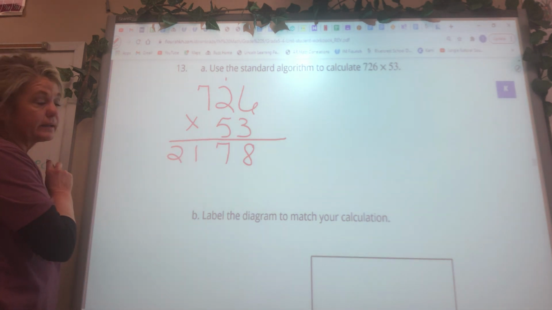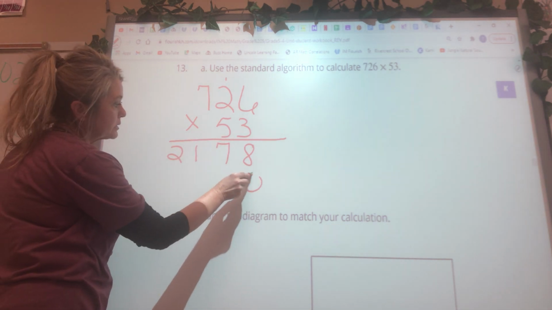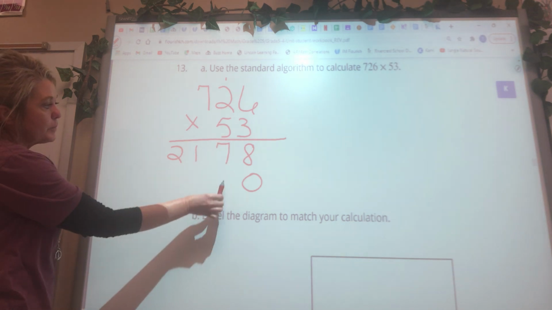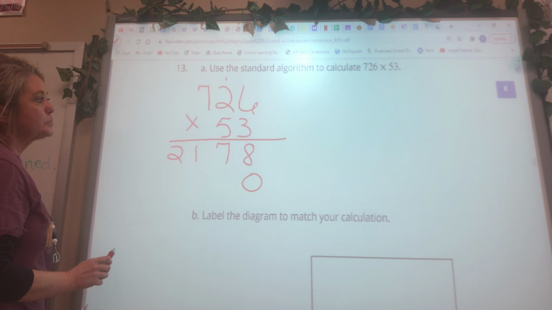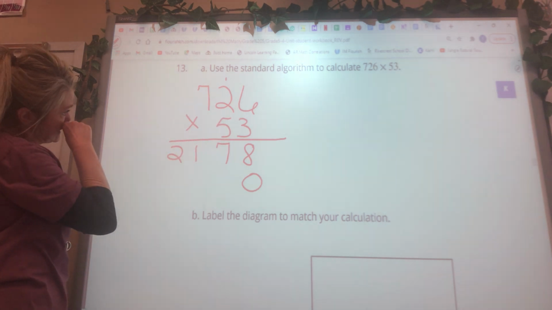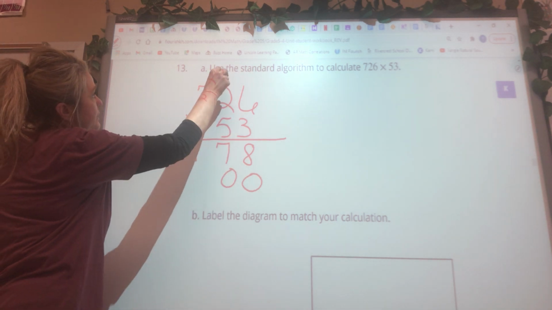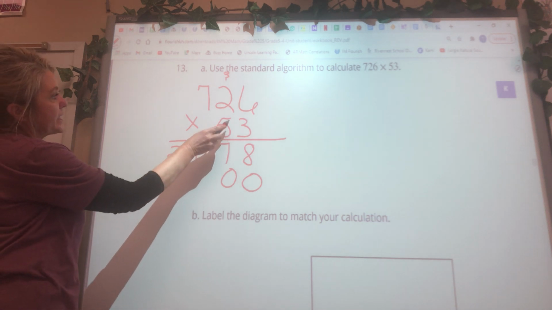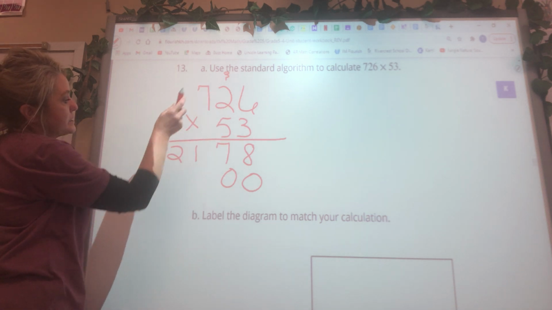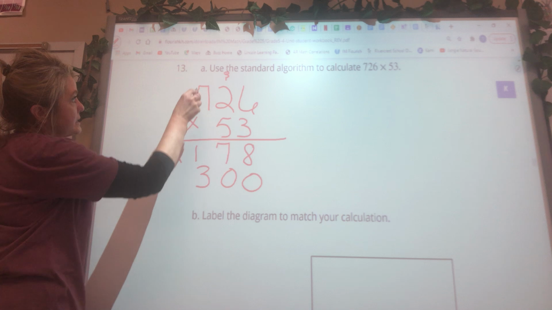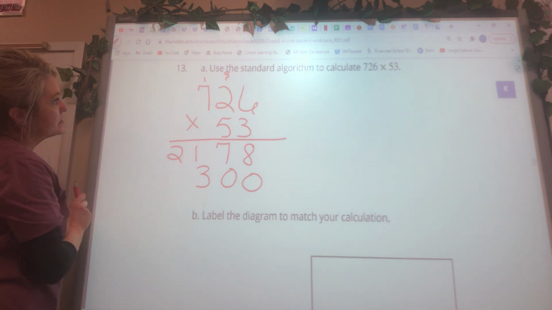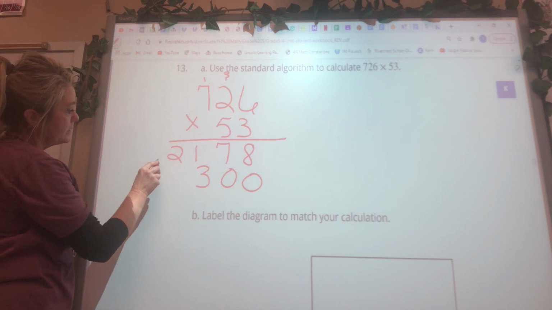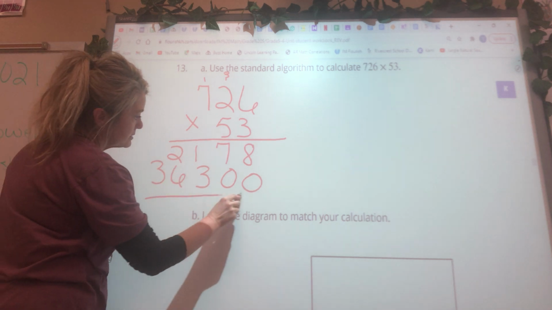Working with that second number in our second row, so placeholder 0 so that our actual math calculations start under the second number in the tens place. 5 times 6 is 30, so I'd carry my 3. 5 times 2 is 10, plus the 3 that I carried is 13, so carry my 1. 5 times 7 is 35, plus the 1 is 36.